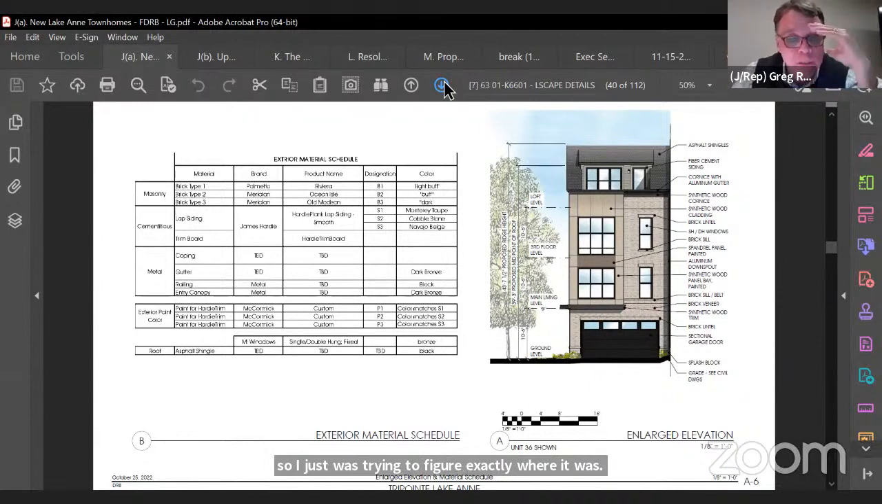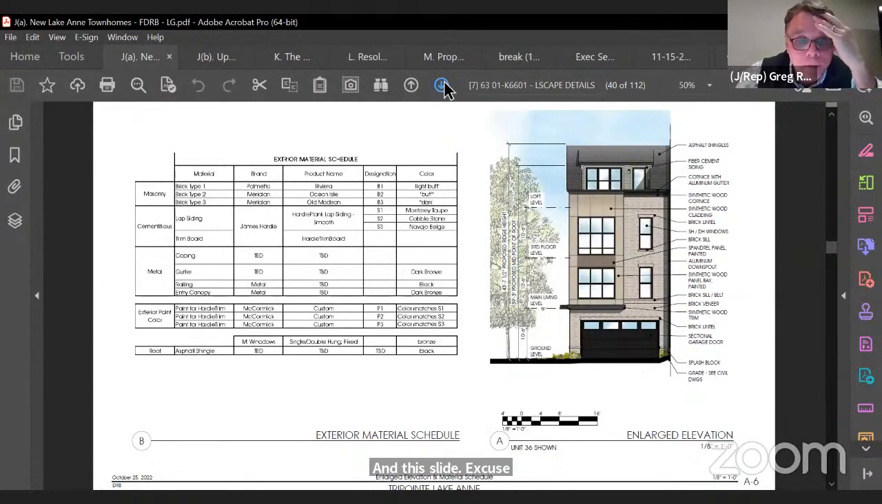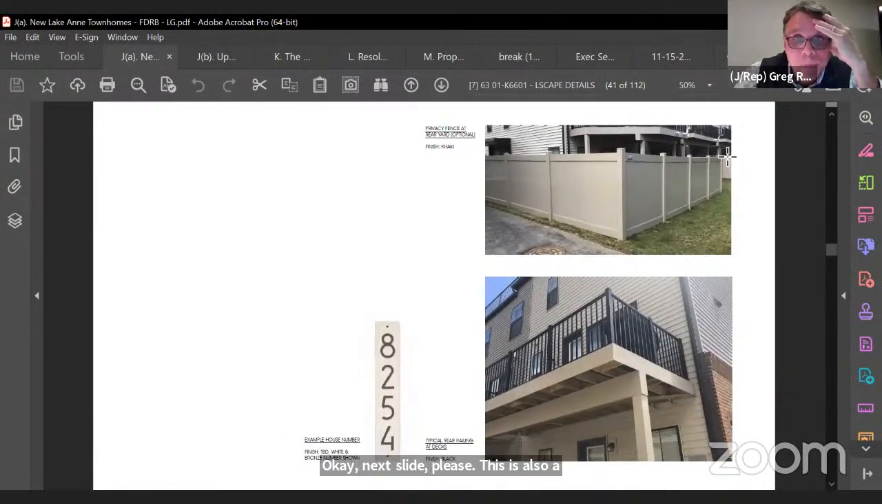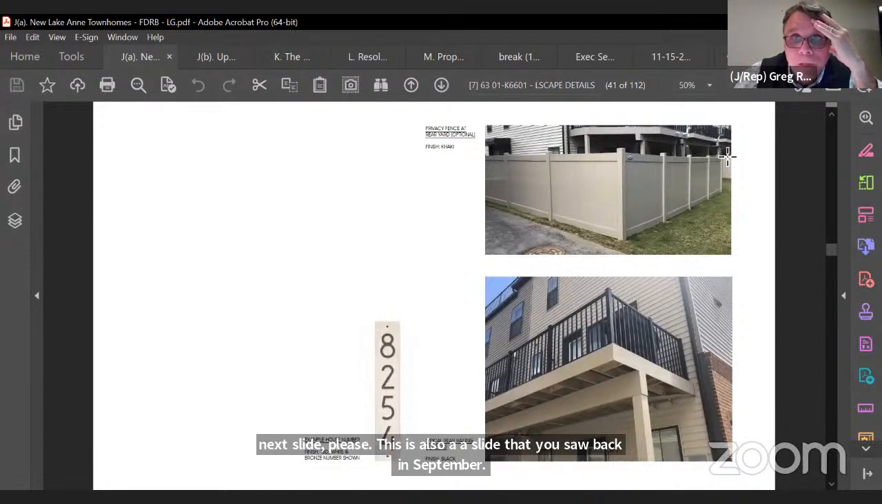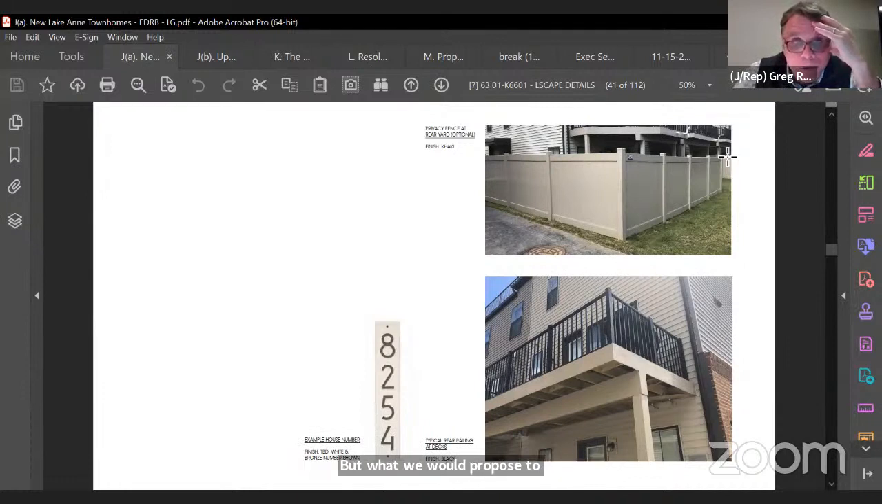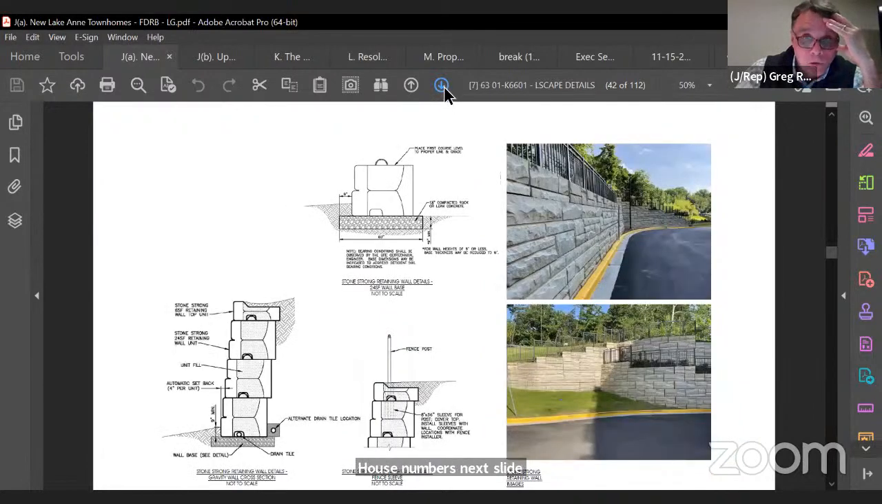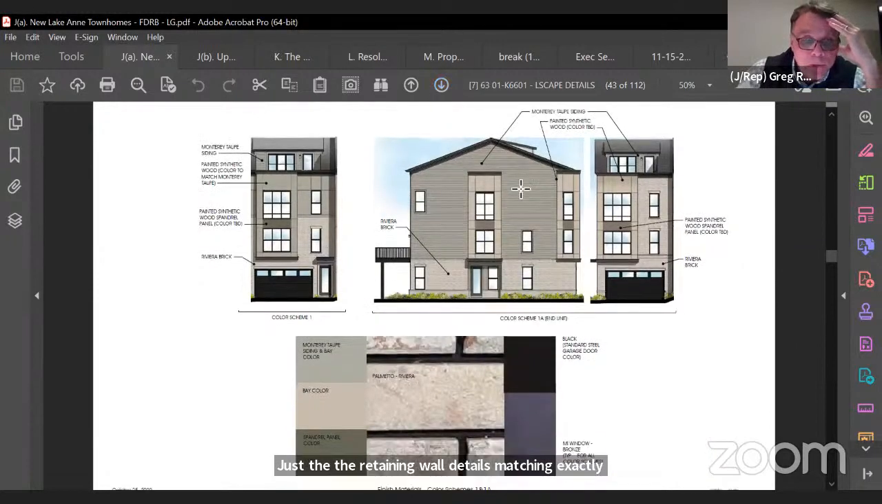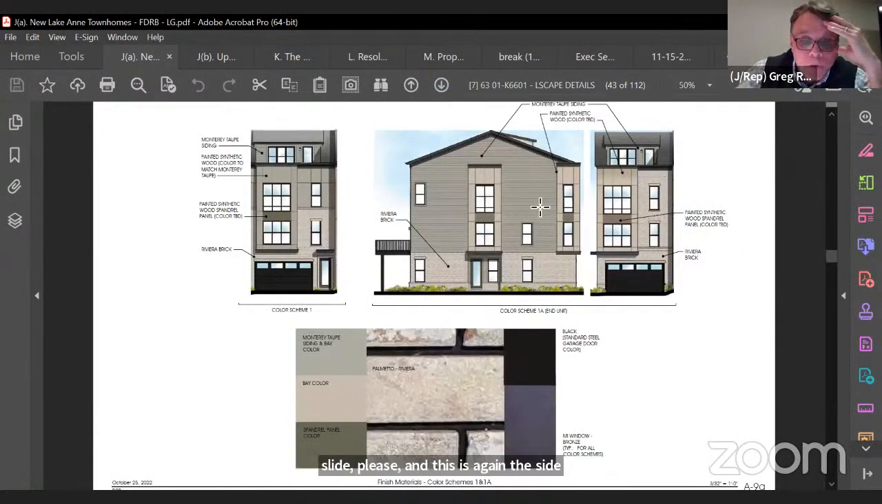And this slide ties with bullet 5 in the letter. Okay, next slide, please. This is also a slide that you saw back in September, just showing rear yard fencing, which will be optional, but what we would propose to use, and deck railings and deck materials, house numbers. Next slide, please. And also we showed you this one in September as well, just the retaining wall details, matching exactly what's built next door at Lake Ann Fellowship House. Next slide, please. And this is, again, the side elevation with proposed finished materials, tying to bullet 8 in the decision letter.